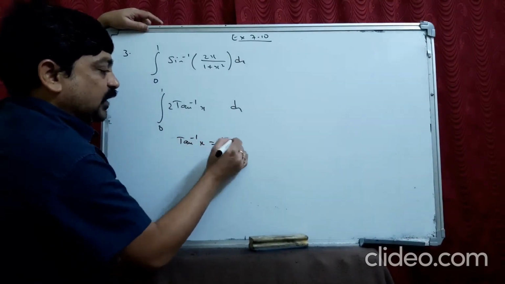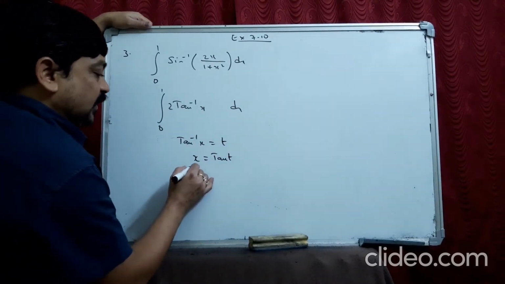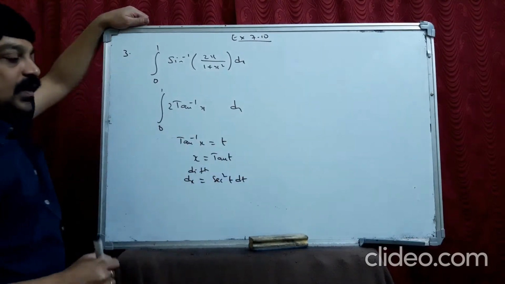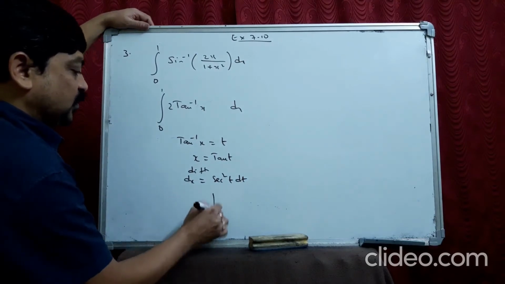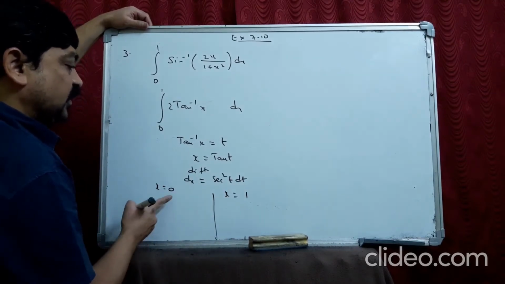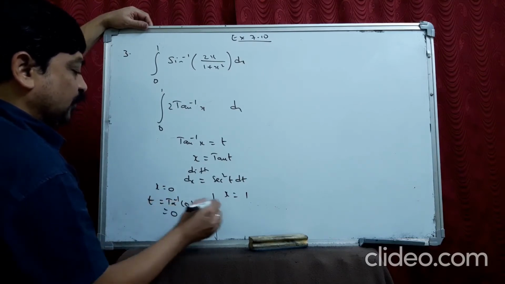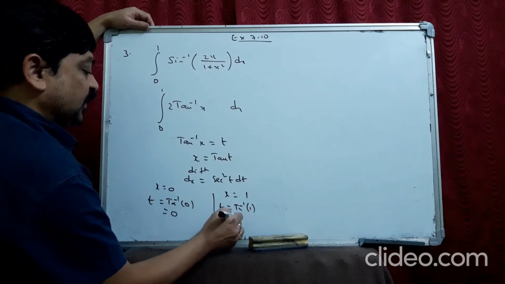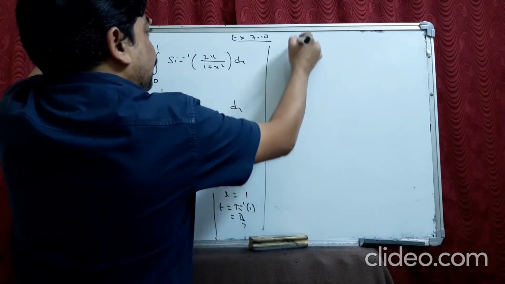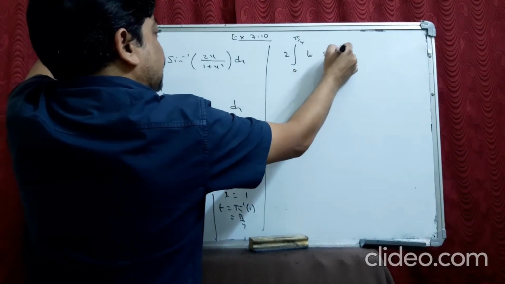Take tan inverse x equal to t, then x becomes tan t. When you differentiate, dx is equal to secant square t dt. The limits also change: lower limit x equal to 0, upper limit x equal to 1. When x equal to 0, t is equal to tan inverse 0, which is 0. When x is 1, t equal to tan inverse 1, which is 45, that is pi by 4. So the whole problem becomes integral 0 to pi by 4, 2 outside, t secant square t dt.